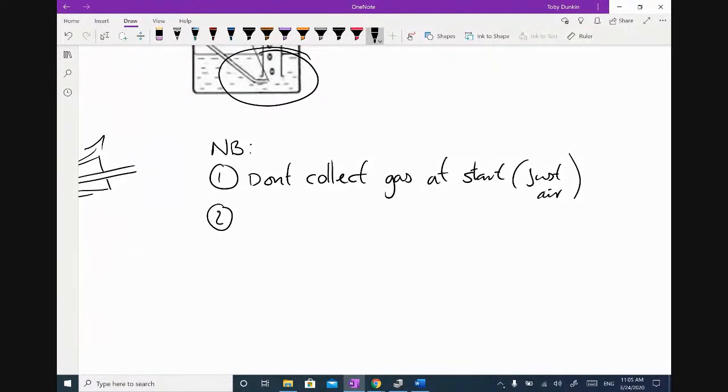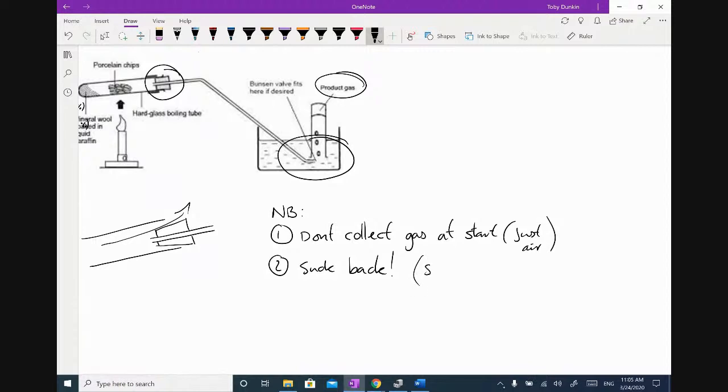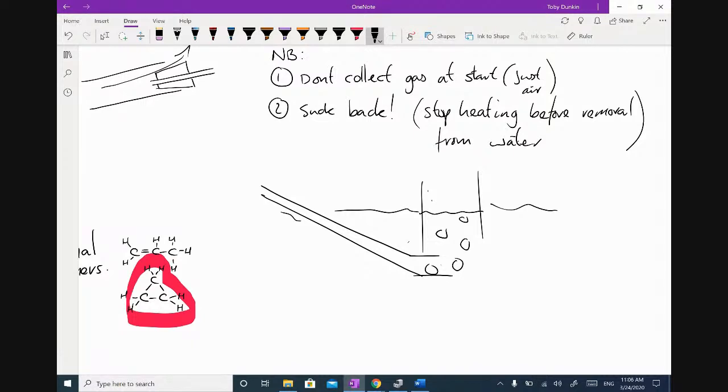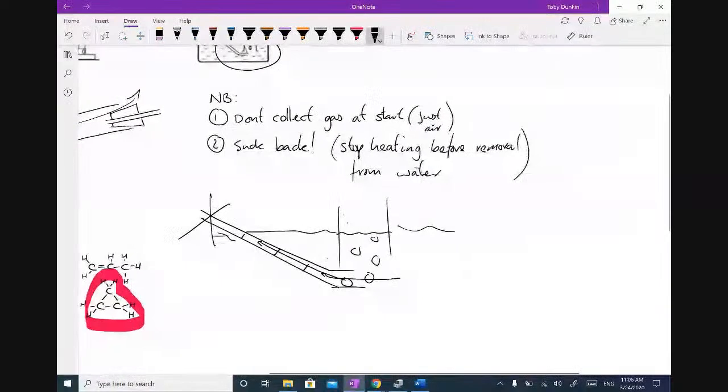The second one is we get suck back. Suck back is when they stop heating before removal from water. And what's happening there is, I'll just zoom in on the section there. Because the delivery tube is underwater and we're collecting the gases a bit like this, with the bubbles, the water's here, and the gas that we're producing is going up here. Well, if you leave the delivery tube underwater and you stop heating it, what will happen is that the air will start to cool and contract, which means water will start to move up the tube. It'll slowly get sucked up, and if it hits the test tube, it can explode.